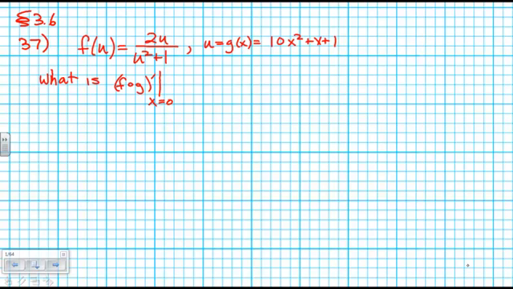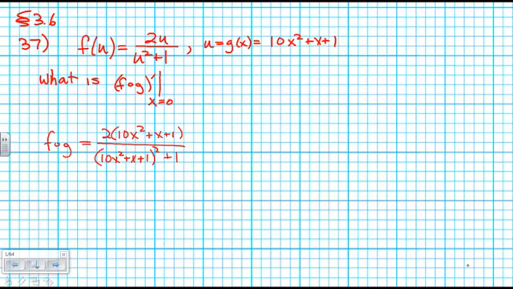One would be to find the composite function and then find its derivative, in which case f of g ends up being 2 times the quantity 10x squared plus x plus 1, all over the quantity 10x squared plus x plus 1, squared, plus 1.